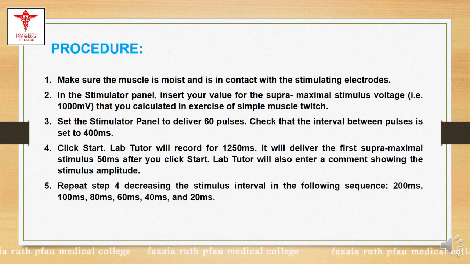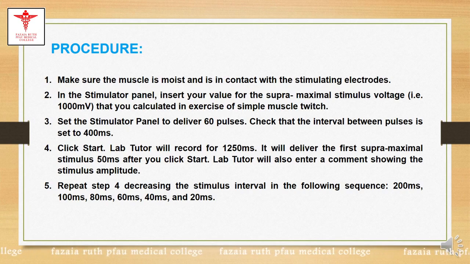Okay, the procedure is almost the same, with a few alterations. Again, make sure the muscle is moist and is in contact with the stimulating electrodes. In the stimulator panel, insert your value for the supramaximal stimulus voltage, that is 1000 millivolts, that you calculated in exercise 4 of the simple muscle twitch. Set the stimulator panel to deliver 60 pulses. Check that the interval between pulses is set to 40 ms.